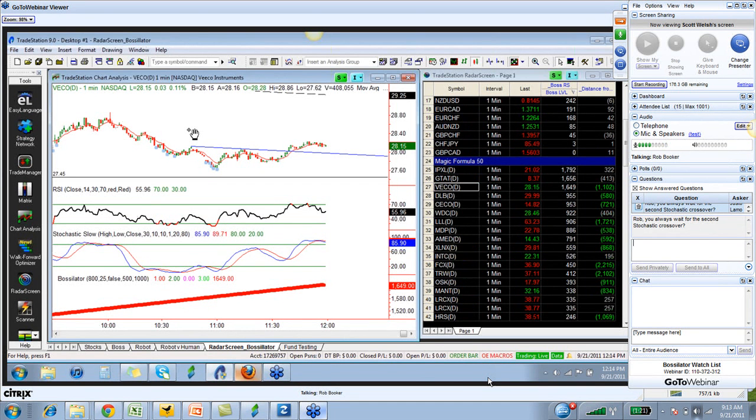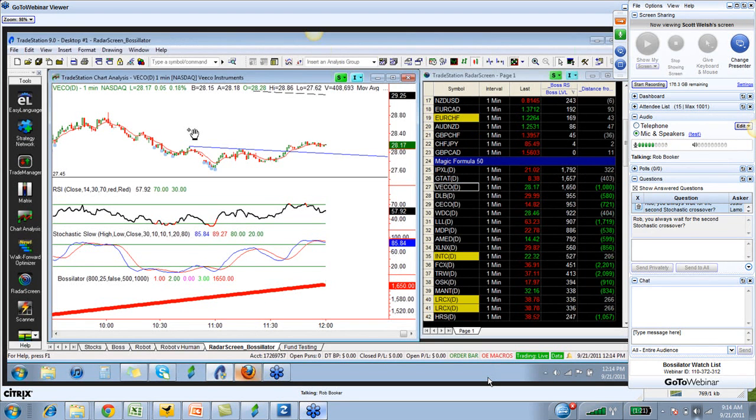We're not going to take it until it absolutely provides all of the elements that we look for, the 2-to-1 or better, the trend line, the stochastic crossover. And so sometimes, to answer your question, dear Bossilator friend, it does require waiting for that second stochastic crossover in order to get all of those elements combined.